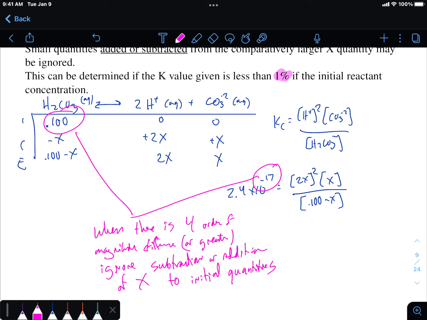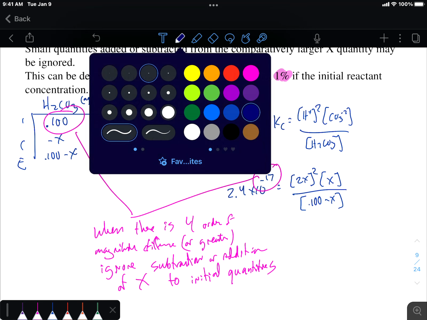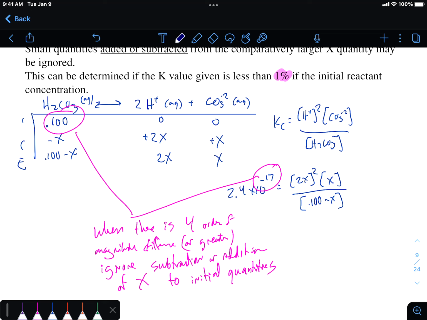What does that mean? Well, look at our equilibrium concentrations. Where am I adding or subtracting x? Down here. So this is going to create a crazy solution, and the chance that your calculator gets it right is going to decrease the bigger this difference is. So rather than go down that rabbit hole, we are just going to rewrite the expression like this.